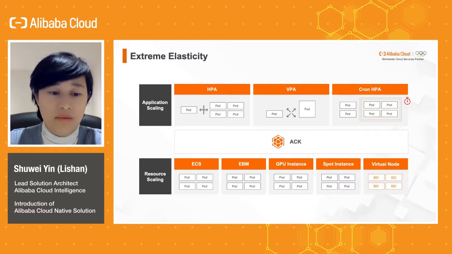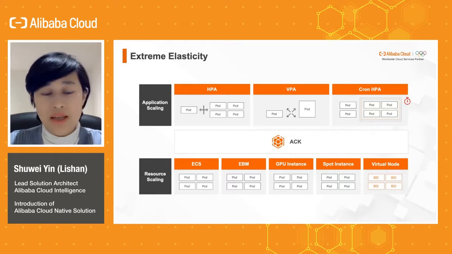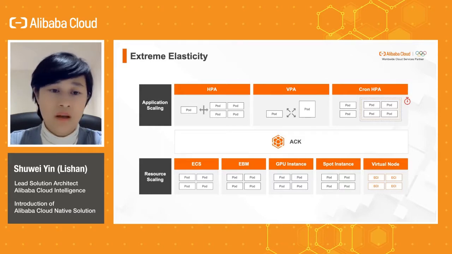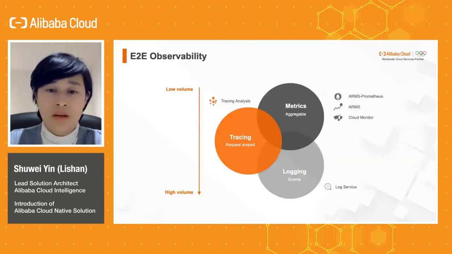For elasticity, we provide two-level scaling: resource scaling and application scaling. For resource scaling, it can scale up or scale down ECS, EBM, GPU-based instances, spot instances, or virtual nodes. For application scaling, we support HPA, VPA, and cron HPA. HPA can be triggered by external metrics, such as QPS, website latency, etc.